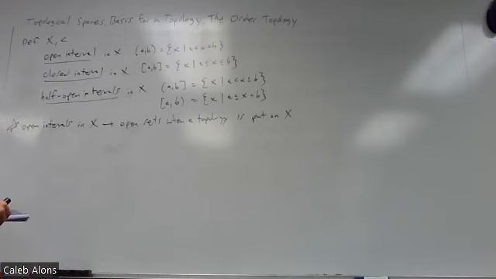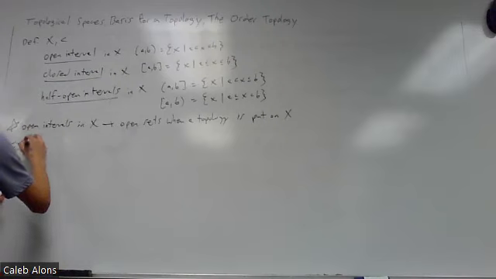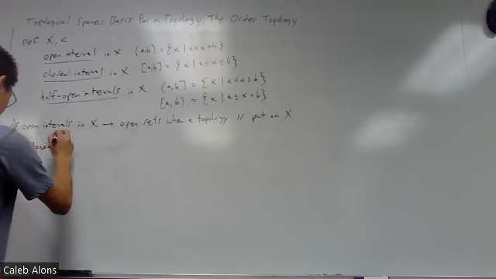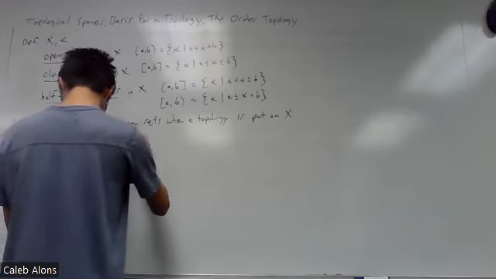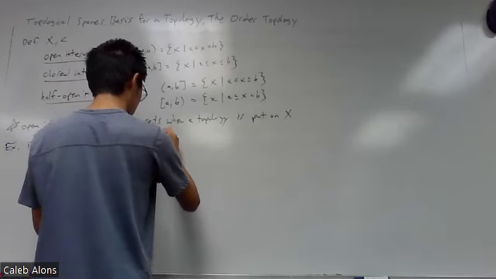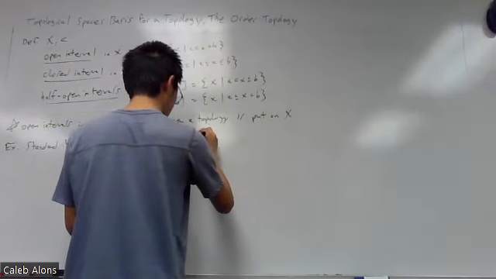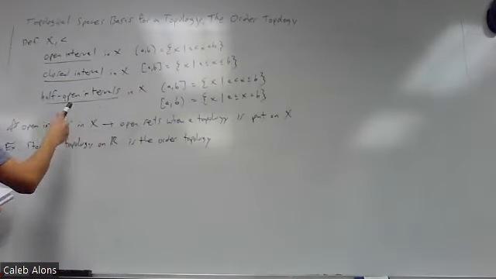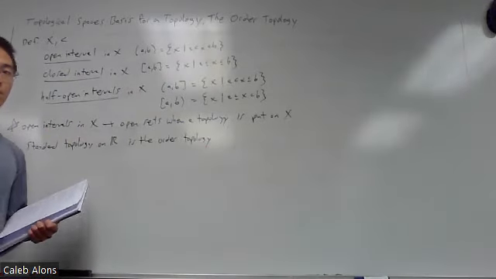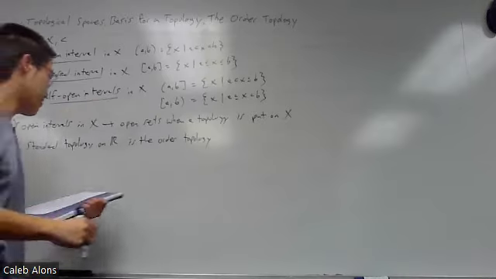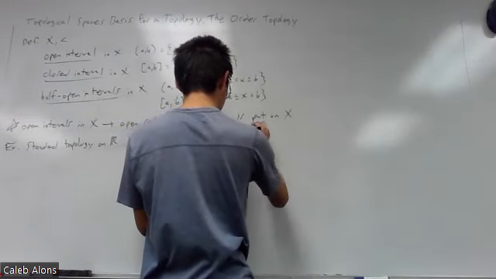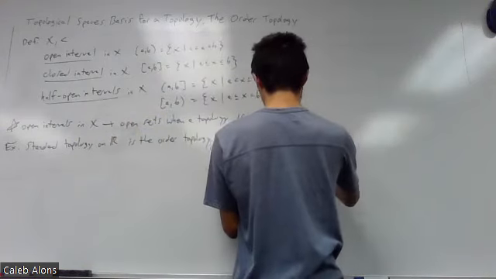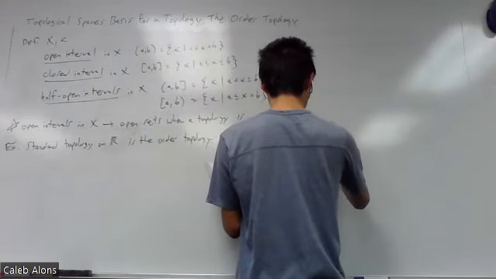So the standard topology, that's the whole reason why we did this section. The standard topology on R is the order topology. Just to clarify something, if there is no largest element and no smallest, then you defer to the open intervals. So the standard topology on R is the order topology derived from the usual order on R.